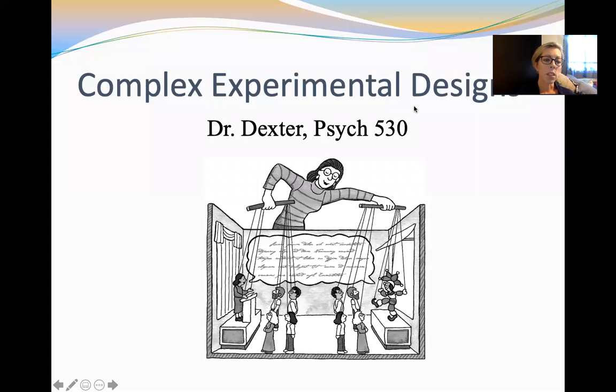Okay, so today we're going to look at factorial analyses, more complex research designs. We'll talk through an example and then talk a little bit more about some of the different levels that were talked about in the Hackman article.